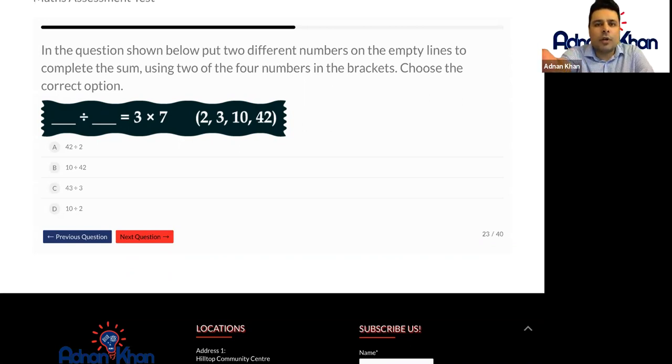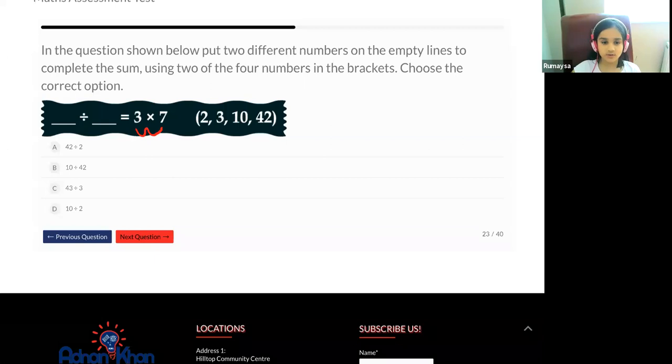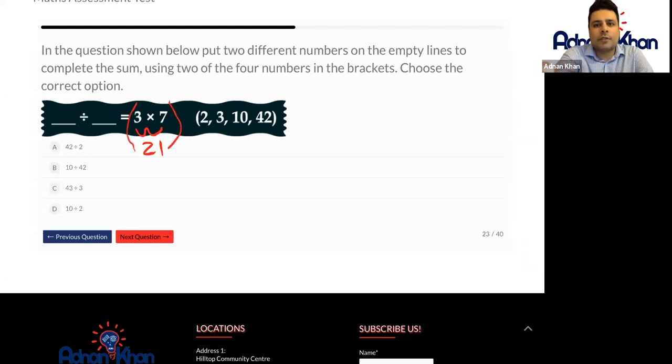So let's go for what's 7 times 3? 7 times 3 is 21. Okay, so let's just put that down there, 21 on this side, all right? So we know that this equation gives us 21. So on the equation on the left, we also need to make 21. So let's go for these two numbers, 42 and 2.